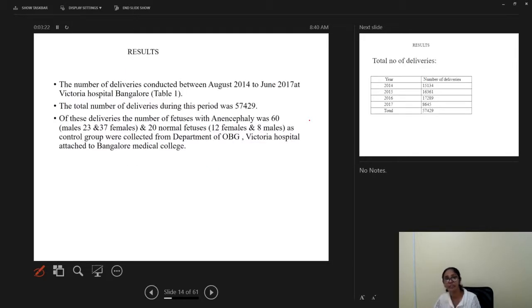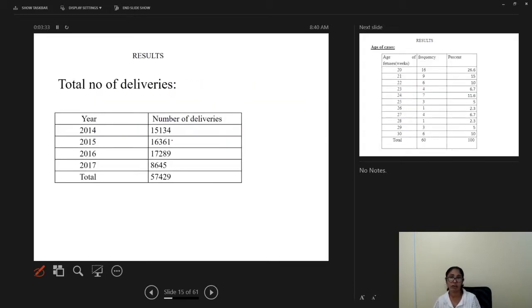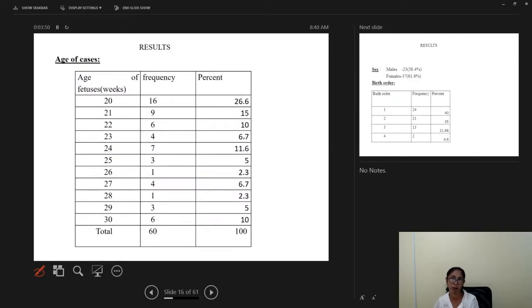Once we had the results, all these specimens were categorized into different subheadings. A total of 57,429 deliveries were conducted between 2014 and 2017 at Vani Vilas and Victoria Hospital, and out of these only 60 cases were anencephaly. The age groups of the fetuses were plotted here, and this is the number of cases, that is, the frequency.